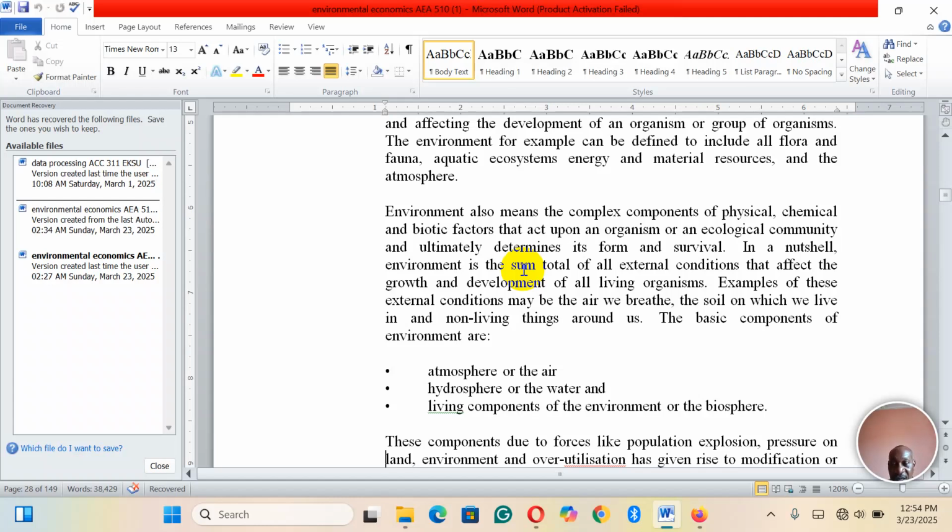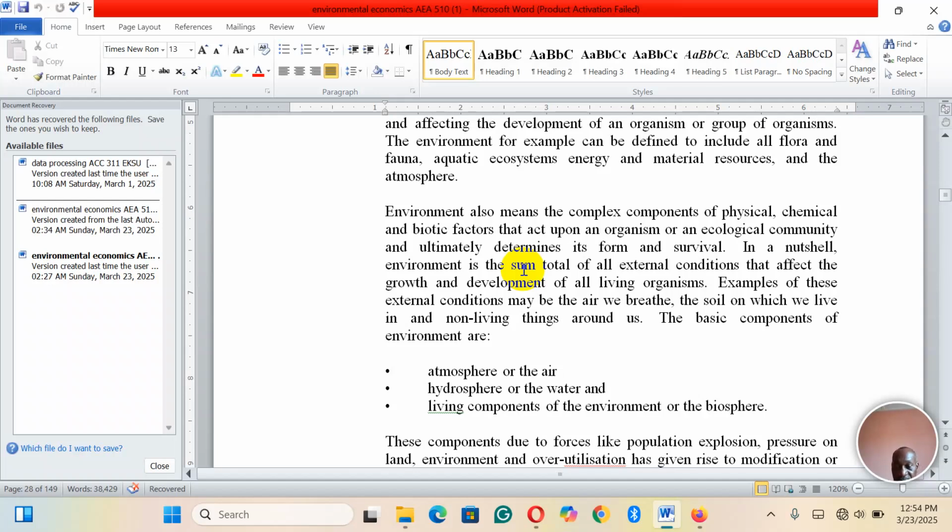So in a nutshell, environment is the sum total of all external conditions that affect growth and development of all living organisms. For example, these external conditions may be the air we breathe, the soil on which we live, and non-living things around us. So the basic components of environment are: one, atmosphere or the air; two, hydrosphere or the water; and three, living components of the environment or the biosphere.